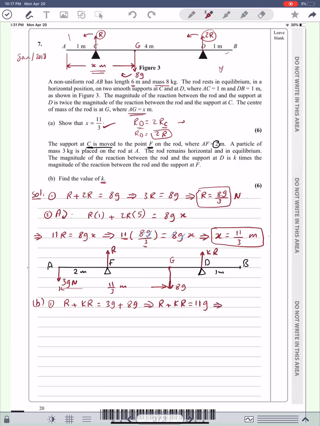Directly from here, since he wants the value of K, we would make K the subject in both equations. Here we cannot make R the subject as we did in the previous question. So it is best to put R as a common factor: R times 1 plus K equals 11G. So from here directly, R is equal to 11G over 1 plus K. And I have to tell you, we can do this in many ways. I'm doing maybe the shortest way.